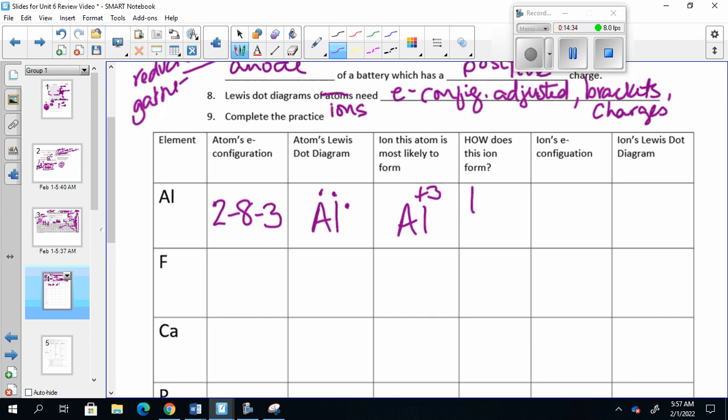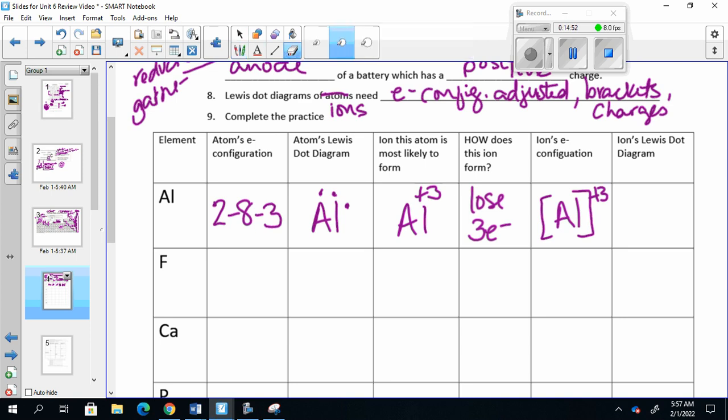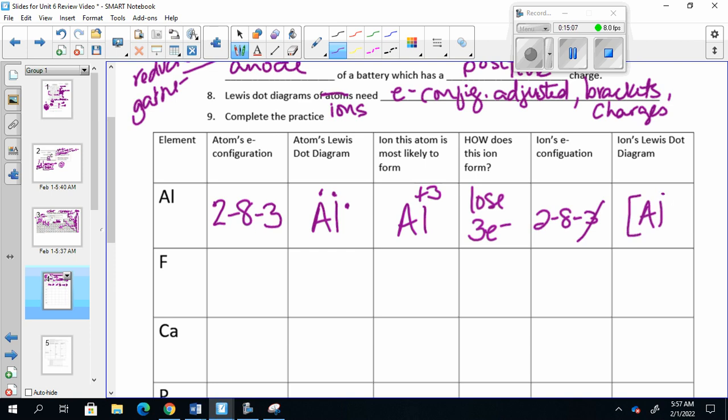How does it do that? It would lose 3 electrons. So the ion would look like this. Put the bracket on it, no dots because it lost its 3 dots, and put the +3 charge on it. Oh, sorry, I did that in the wrong spot. That has to go over 1. The electron configuration would be 2-8-3. So I cross off the 3, would lose that. So then to show it, I do the Al, I do the brackets, and I do the +3.